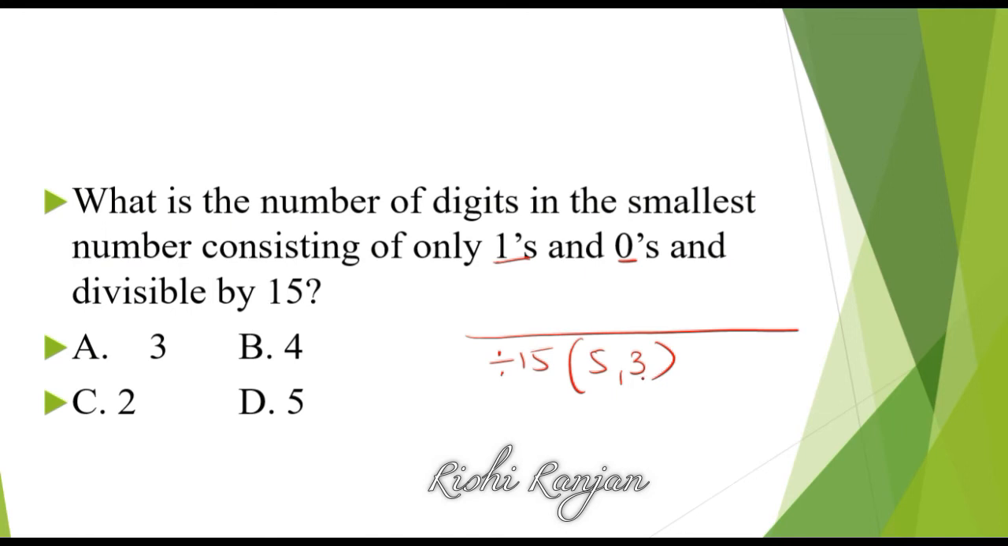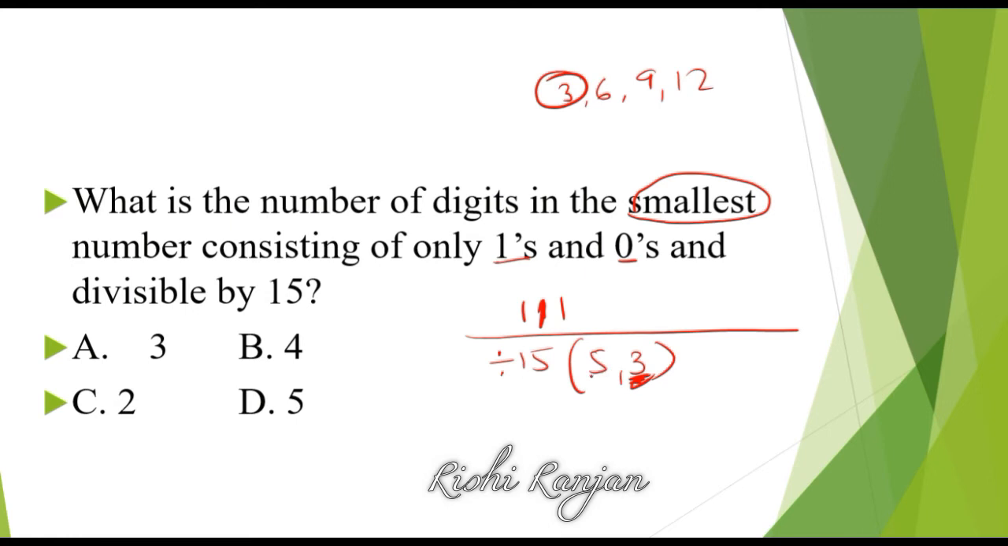How do we create a number which is divisible by 3? When the sum is either 3 or 6 or 9 or 12, but they're asking for the smallest number. So we'll take the sum as 3. So if I write 1, 1, 1, three times, is the sum 3? Yes, this is the smallest number created by ones and zeros which is divisible by 3. Now half the work is done. Let's go to 5 now.